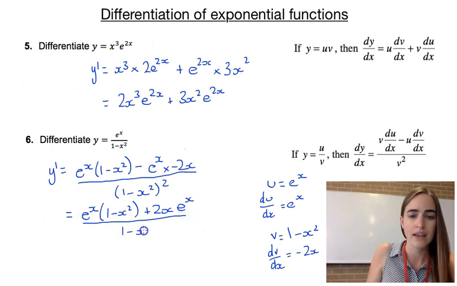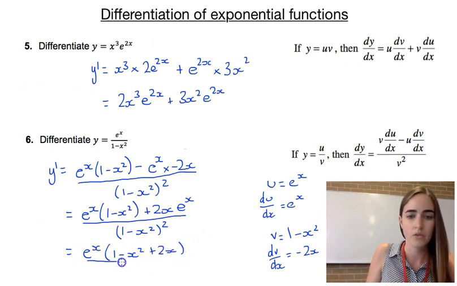over 1 minus x squared, and we'll just make it a little bit easier. Let's just pull out that common factor of e to the x in this one. So we can have e to the x outside of, here we'd have that 1 minus x squared, and we've got this plus 2x here, all over 1 minus x squared squared.